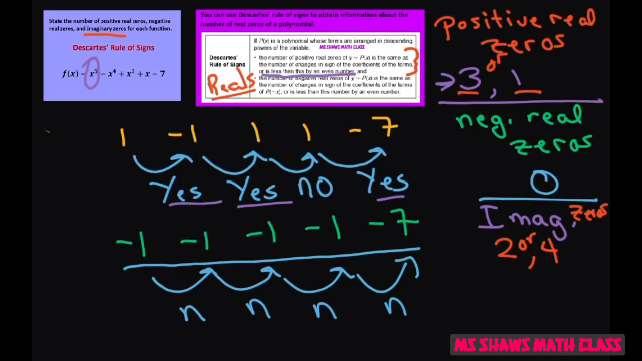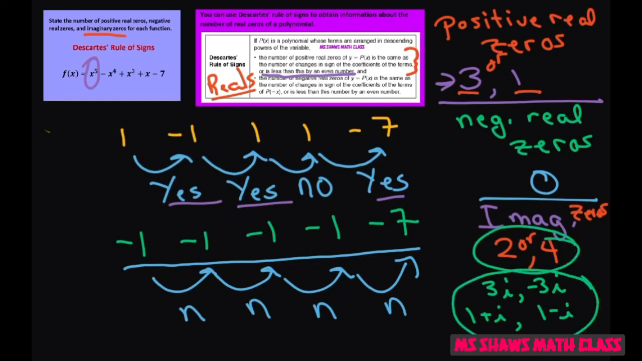And remember, the imaginary zeros come in pairs. So, for example, if you have 3i, then negative 3i is also a solution. Or if 1 plus i is a solution, then also 1 minus i. So there always has to be an even number of imaginary zeros. And that's it.